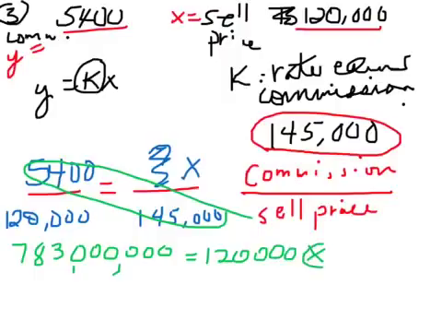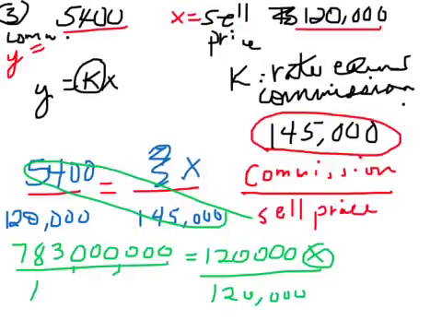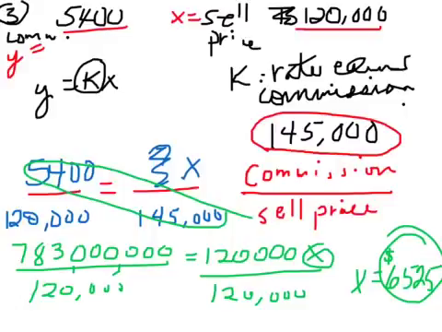If I want to find out what x is, the missing commission, all I've got to do is divide both sides by 120,000, and I'll get my answer. I'm just going to put that in my calculator since I still have that number. 783 million divided by 120,000 is 6525. So x equals 6525. The commission he would earn is about $6,525, and that actually makes sense if you think about $5,400 for $120,000. That seems reasonable to expect for $145,000.